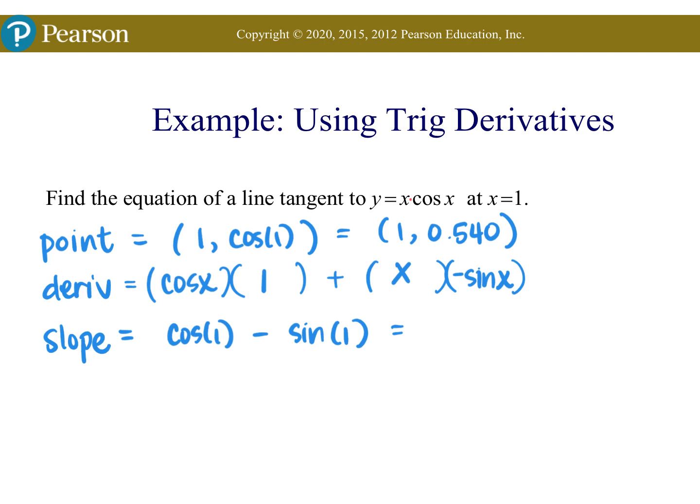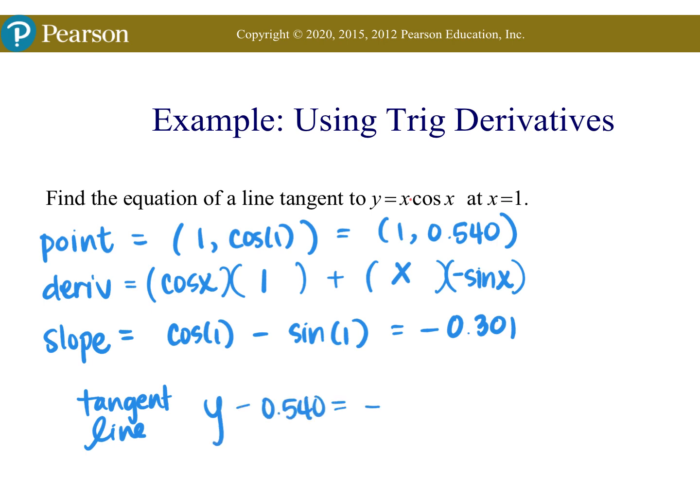Okay, Sean? Negative 0.3. Oh, a negative? Sorry. Negative, say it again. Negative 0.3011. Okay, right, so then we want to write our tangent line. And so our tangent line then would be in the form y minus 0.540 equals negative 0.301 times x minus 1. Always go to 3 decimals. That's our agreement. We made that agreement earlier. At least 3, if not more. 3 would be the minimum.